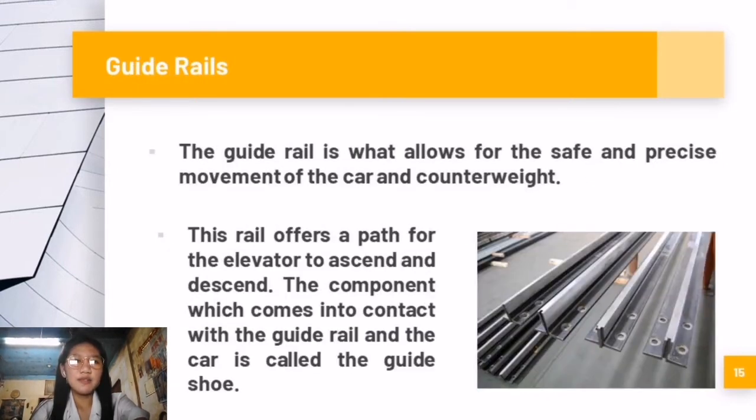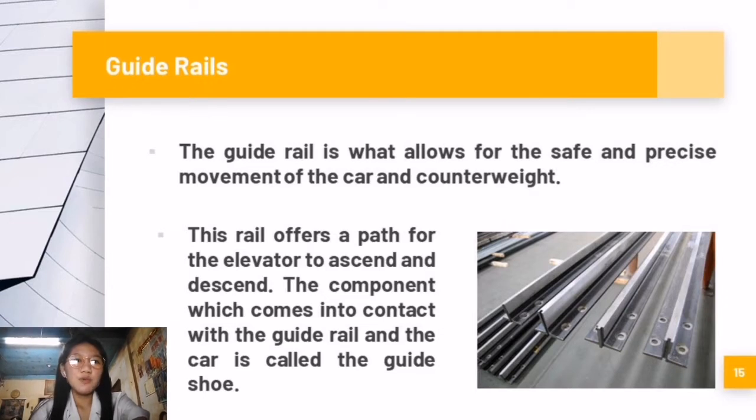And the guide rails are what allow for the safe and precise movement of the car and counterweight. This rail offers a path for the elevator to ascend and descend. The component which comes into contact with the guide rail and the car is called the guide shoe. Elevator guide rails are components of elevator systems that define the path along which the elevators ride. An elevator should not be expected to operate regularly and safely on guide rails that do not possess the minimum quality standards and that are not installed properly.